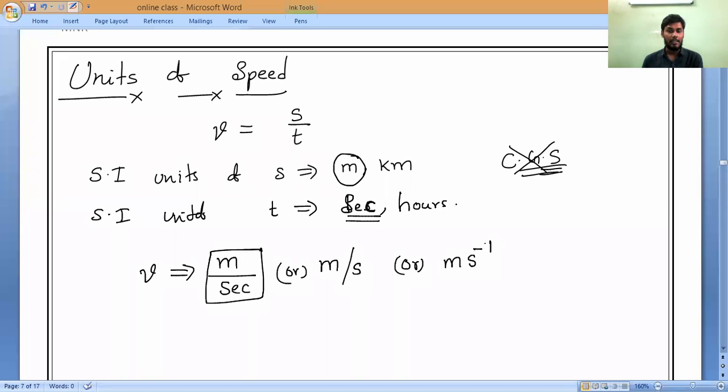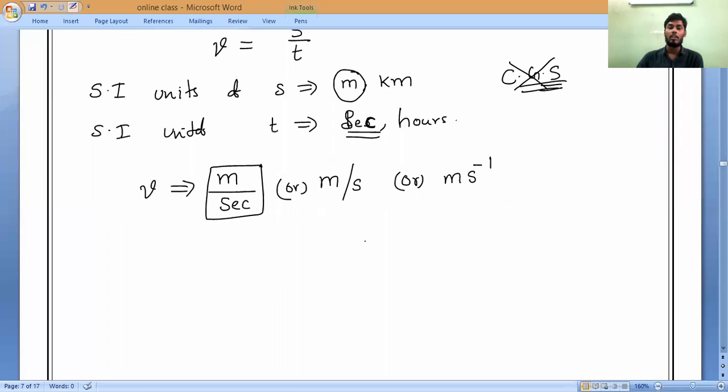If you are writing minus, you are not supposed to keep bar. If you are keeping bar, you are not supposed to keep -1. Clear, everyone? My preference is always, for solving numericals, use only meter per second. Even in the exam, they will give you meter inverse also. Still, you have to write meter per second only. Clear, Harish? Keep it in mind always.